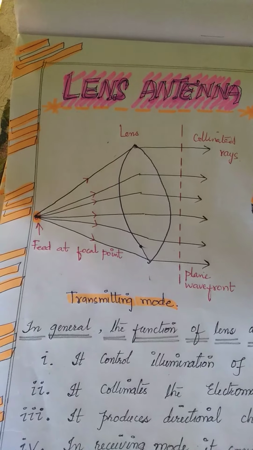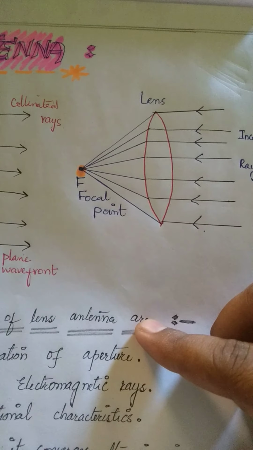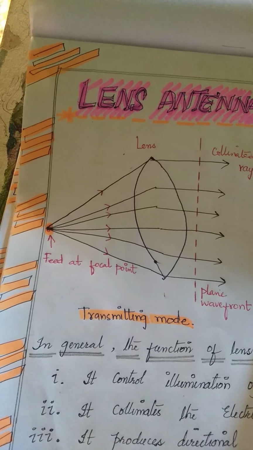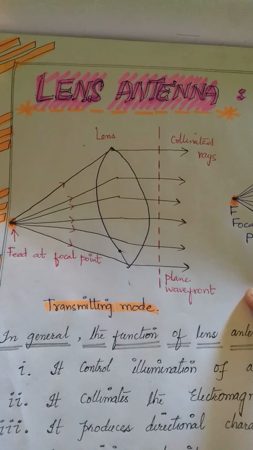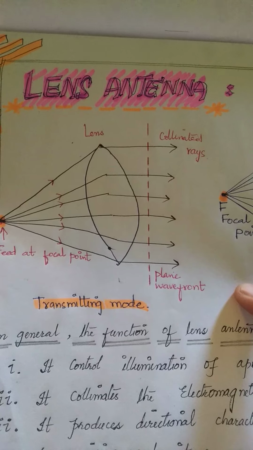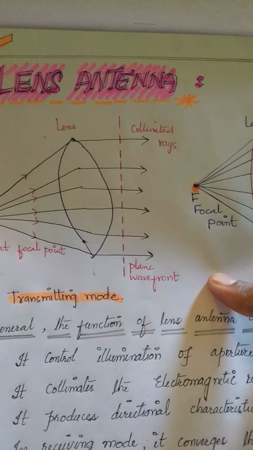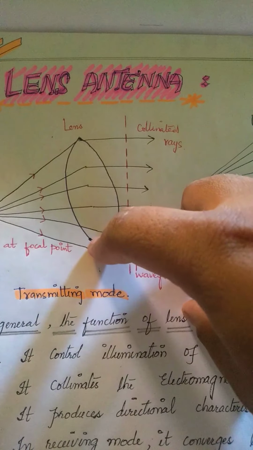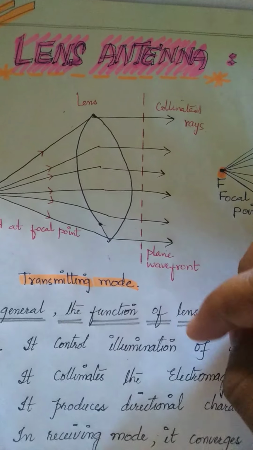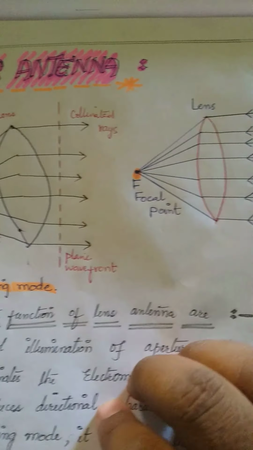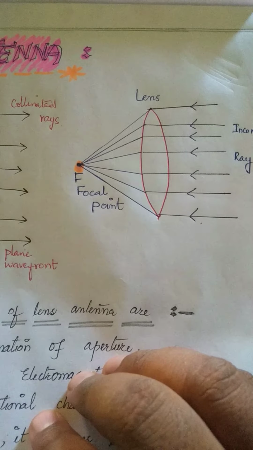In receiving mode, it completely converges the incoming wave at one particular point, its focal point. It produces a plane wave from the spherical wavefront, since the incoming wave is spherical in form. So these are the characteristics of your lens antenna in transmitting mode as well as in receiving mode.